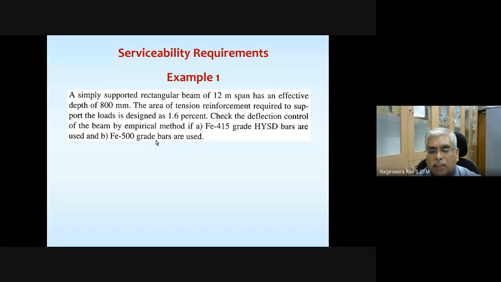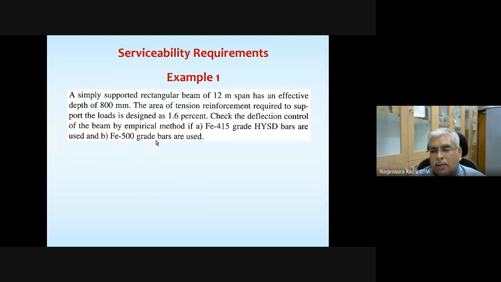Our span here is 12 meters, so length correction has to be applied. Please make a note of it. Whatever L by D is given there, 20. For that, since our span is 12 meters, we need to apply a correction. And what is that correction? 10 divided by 12 times 20.